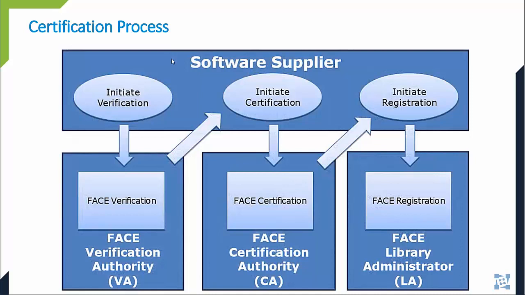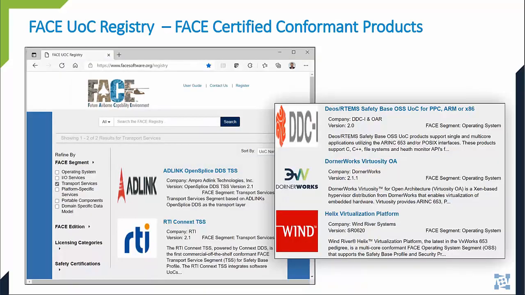The software supplier can submit the FACE conformance certificate, the UOP's description and metadata to the FACE library administrator, who reviews and confirms the FACE conformance certificate, and then publishes the existence of this UOP in the FACE registry for it to be procured. So let me give you a quick view of what that registry looks like.